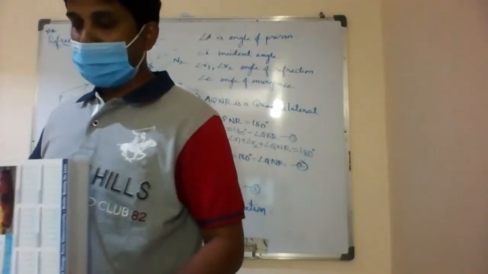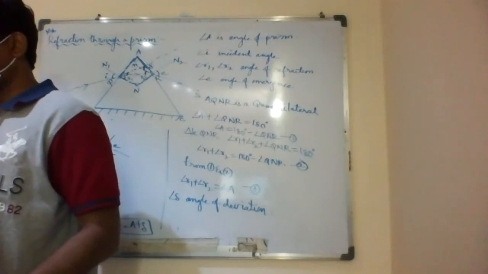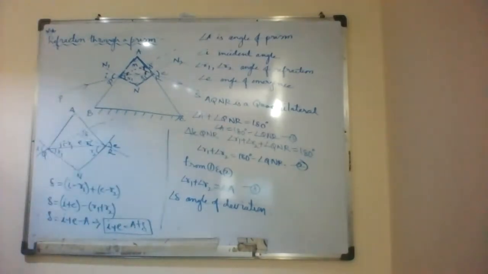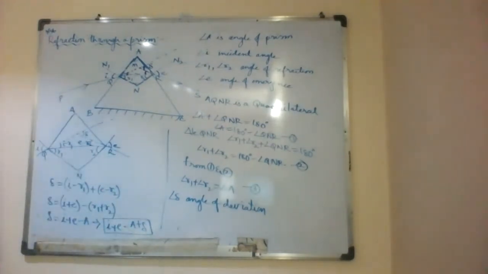At that point, what is happening? The refracted ray becomes parallel to the base of the prism, and both the angles are equal. Angle of emergence and angle of incidence both will become equal. So we'll do that.